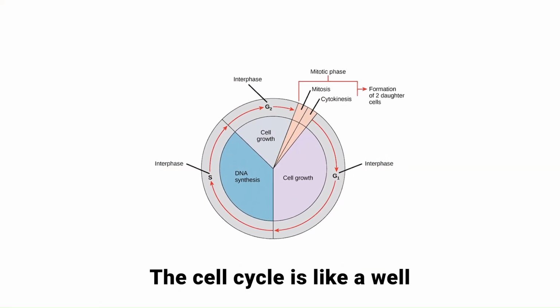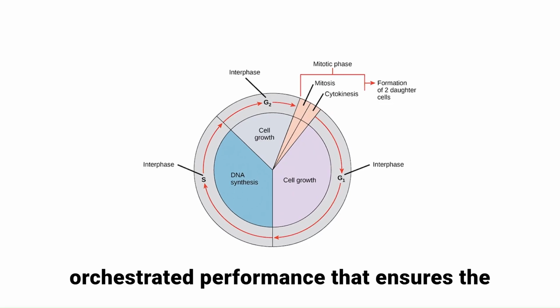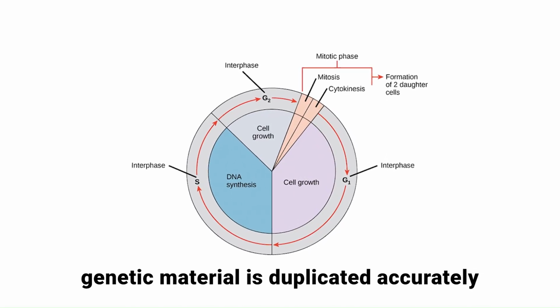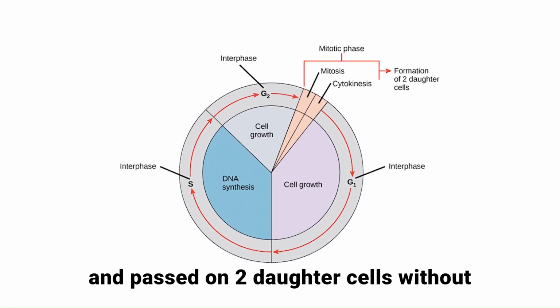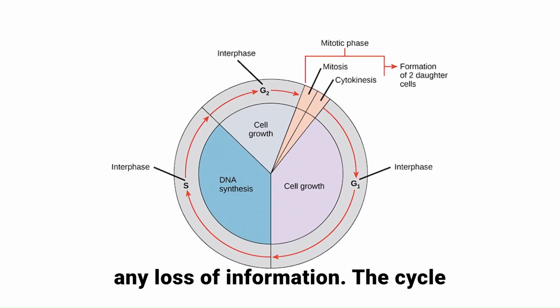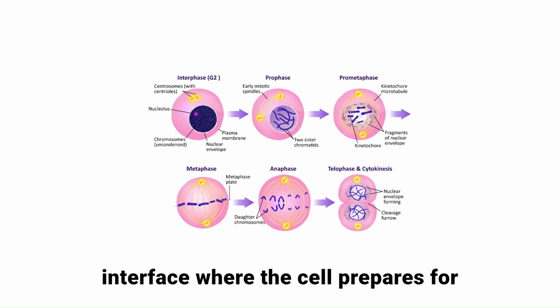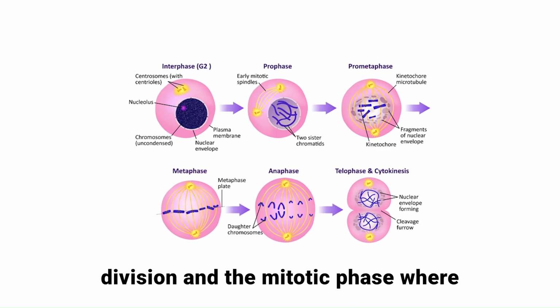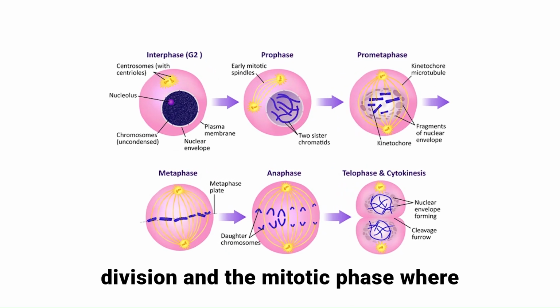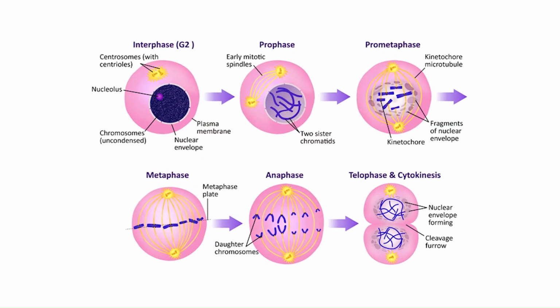The cell cycle is like a well-orchestrated performance that ensures the genetic material is duplicated accurately and passed on to daughter cells without any loss of information. The cycle is divided into two main phases: the interphase, where the cell prepares for division, and the mitotic phase, where actual division takes place.